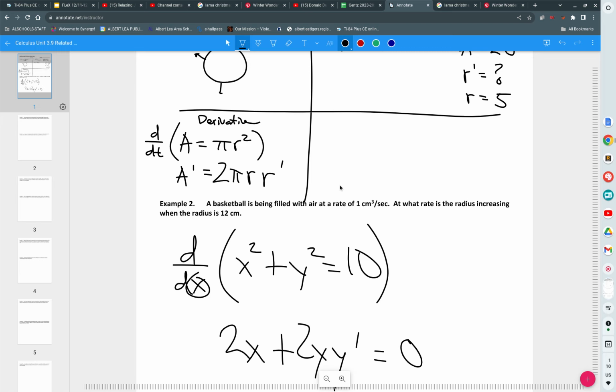A prime. What is A prime? 20 is equal to 2 pi times 5 times r prime.